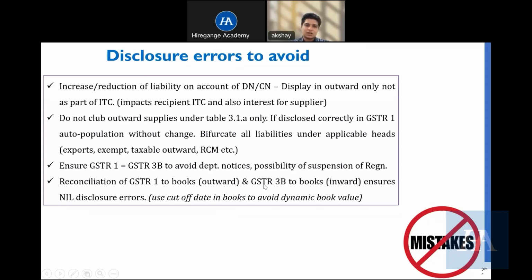Always ensure your GSTR 1 and 3B are matching on a monthly basis to avoid departmental interventions. Reconcile GSTR 1 to books, that means before you file your GSTR 1, reconcile your books to GSTR 1. Ensure your 3B in relation to the inward supplies is also matched to the books of accounts. And wherever nil disclosures are required, that also can be done. To ensure that the values do not change after the GST returns have been filed, ensure you use cutoff dates in your books of accounts so that the values in the books are not dynamic.